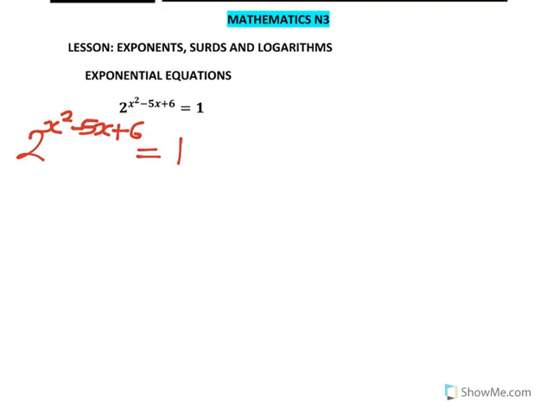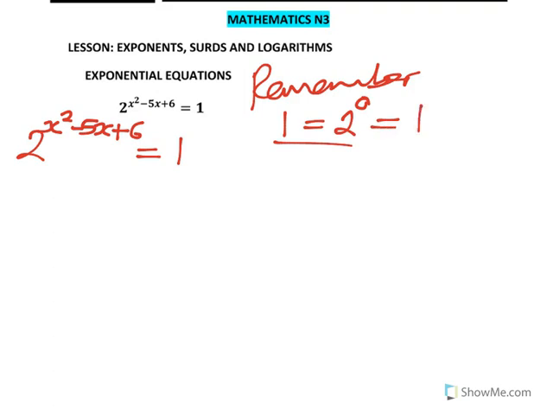Now remember, when they give you a 1, it is simpler, because what you simply need to do to get a 1, you just say 2 to the power of 0, because any number to the power of 0 is equal to 1. This is equal to 1. Now why am I saying 2 to the power of 0? Because we want to match the bases.